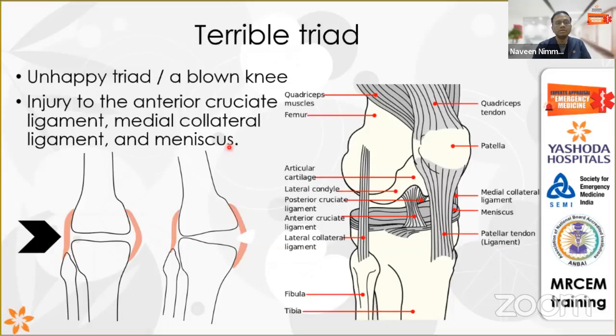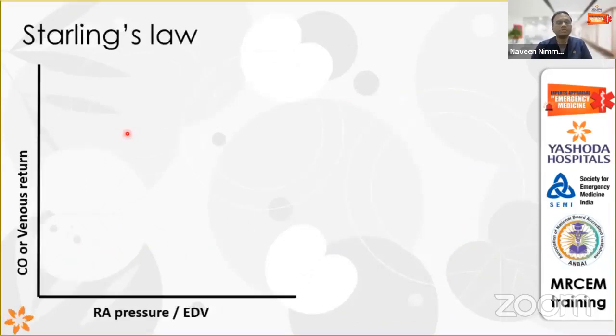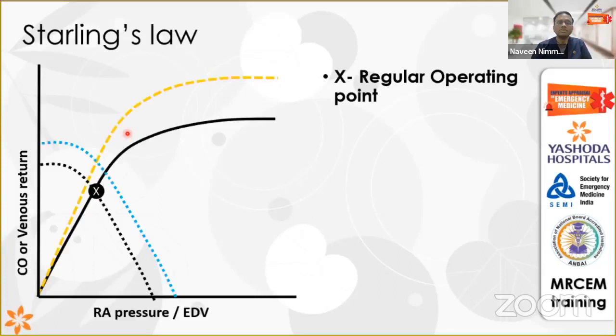Let's look at some physiology. So this is the Starling's law. This is the normal operating point, X. When you do an exercise, the peripheral resistance will decrease and the contractility increases. If you increase the blood volume, you will get the same result. And if there is positive inotropy, again, the same result. So the curve will move up with positive inotropy.